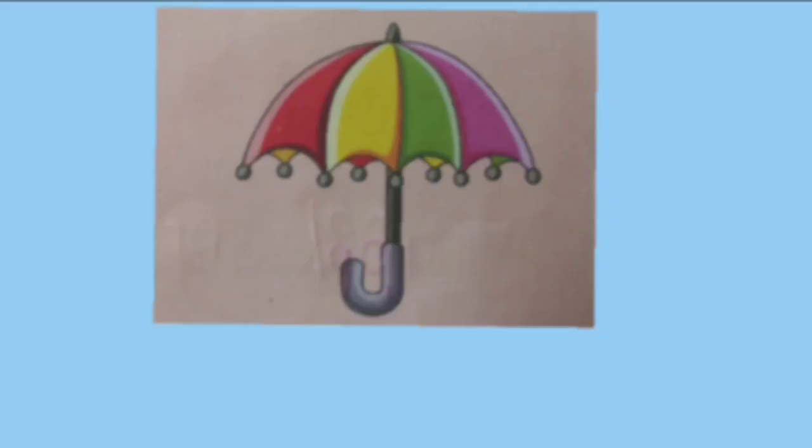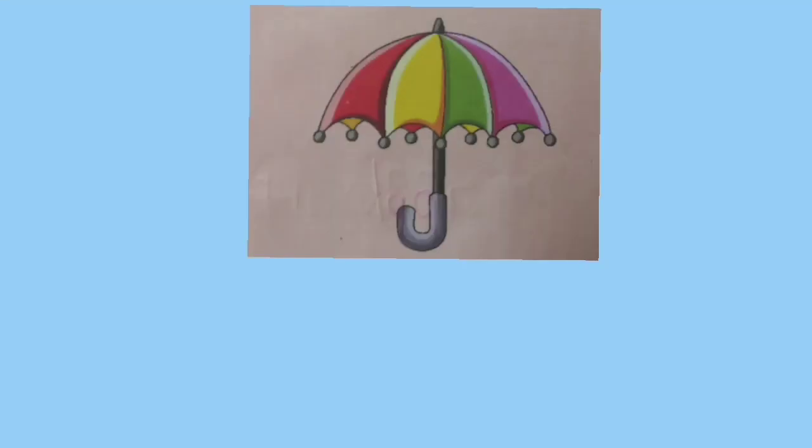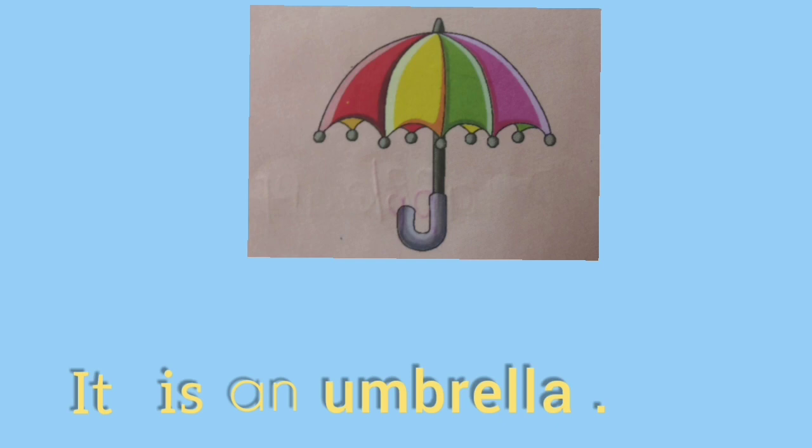Next image is of an umbrella. It is an umbrella. An umbrella because U is a vowel. Next, we have a fish. So the sentence is, it is a fish. F-I-S-H, fish, and a full stop at the end. Now, let's practice writing a few sentences.